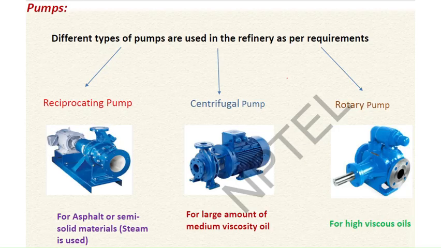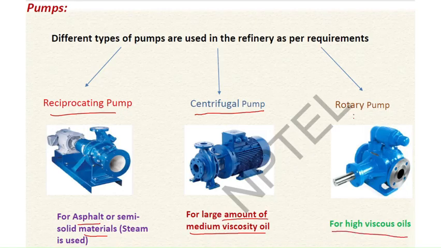Coming on to different types of pumps. As we know, in a refinery, various pumps are used for various purposes. For pumping semi-solid materials or bituminous or asphaltic material along with steam, reciprocating pumps are used. If medium viscosity oil needs to be pumped, then a centrifugal pump is used. And if very high viscosity oils need to be pumped, then a rotary pump is used.